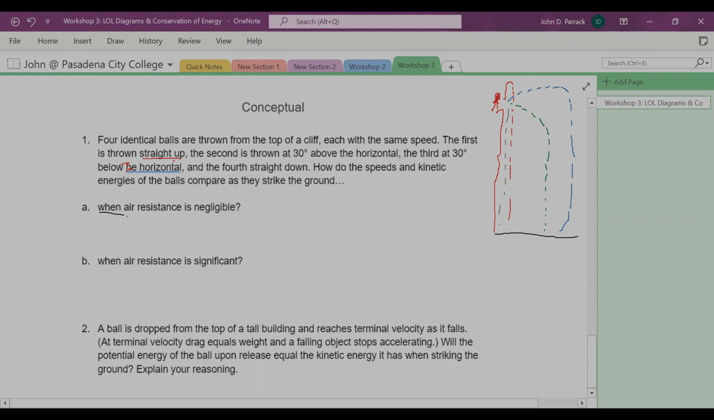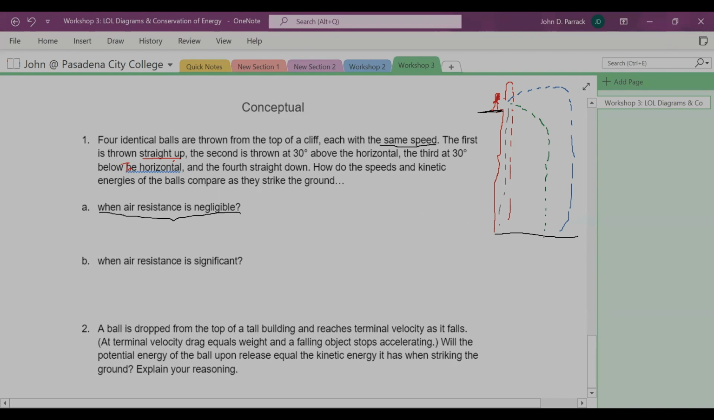The first one says when air resistance is negligible. So that's giving us free rein to say that the energy is conserved. If the energy is conserved, then the initial energy is going to equal the final energy. What is the initial energy? The initial energy is all this potential energy up here. We have a potential energy by virtue of being at some height above the ground. And then we also impart some kinetic energy by throwing the ball. We throw all the balls at the same speed, so doesn't that mean we give them the same kinetic energy? Maybe not in the same direction, but we do provide them the same kinetic energy.